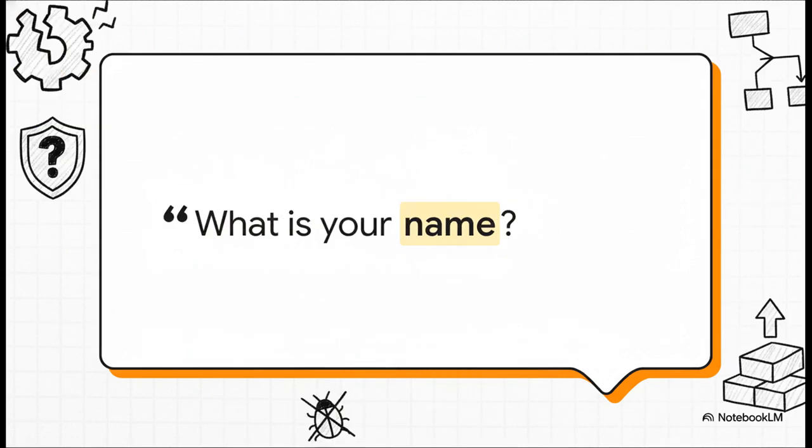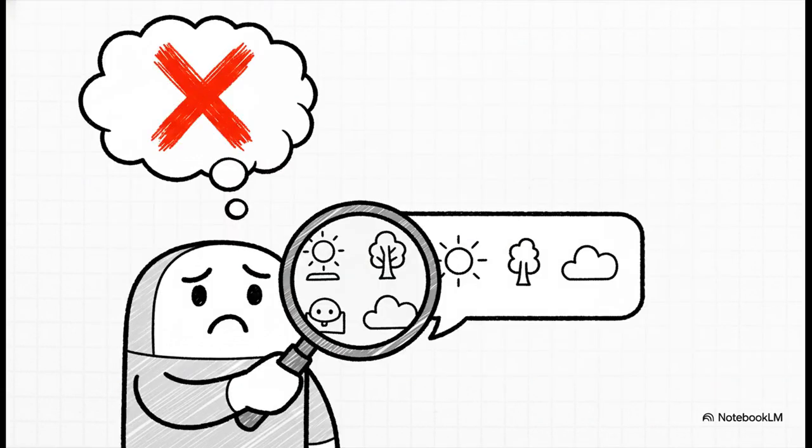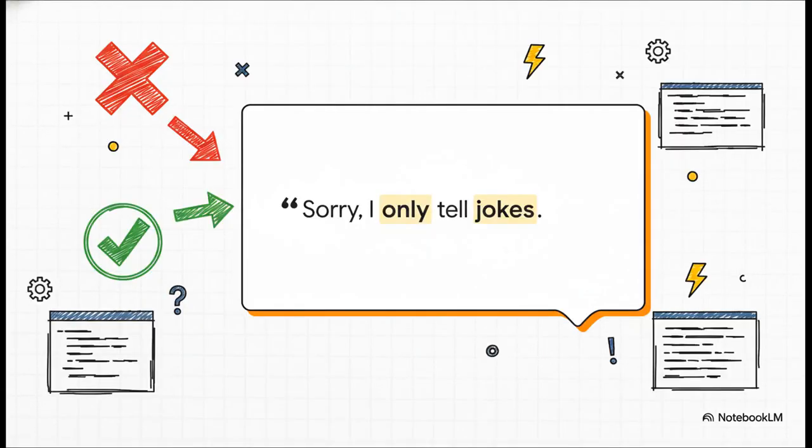So this time, the user asks, "What is your name?" Now, our bot has no idea how to answer that. But it follows the same logic. It looks at the message, "What is your name?" and it asks itself that same simple question. Does this contain the word joke? The answer, obviously, is no. The condition isn't met. So because that if statement was false, the code jumps to its backup plan, the else block, and it gives a nice polite response. "Sorry, I only tell jokes."